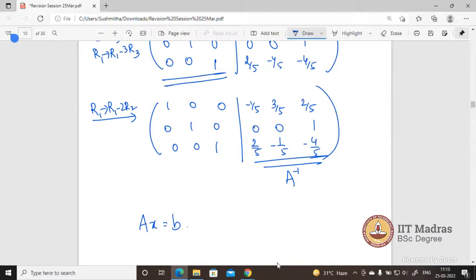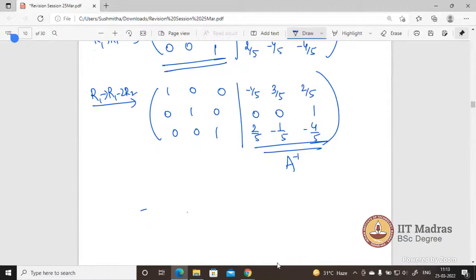We did not discuss solutions when it has infinitely many solutions. The inverse method is only for square matrices because we can't talk of an identity matrix for a non-square matrix. But in general, Ax is equal to B, we can solve a system of linear equations whether the coefficient matrix is rectangular or square.